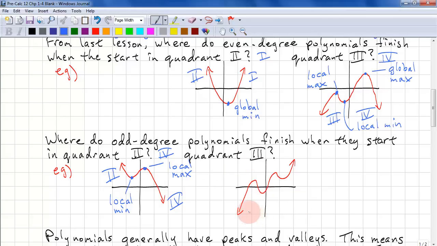Okay, so when they start in quadrant 3, they finish in quadrant 1. And again we have local mins and max. We have two local mins. And we have two local max.